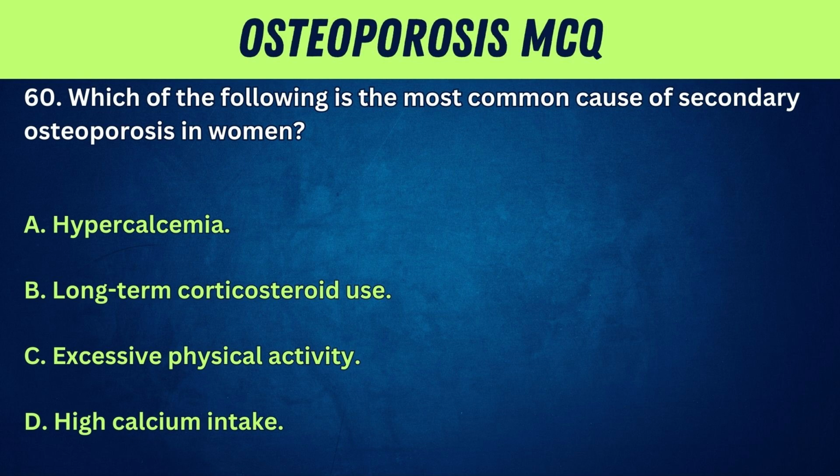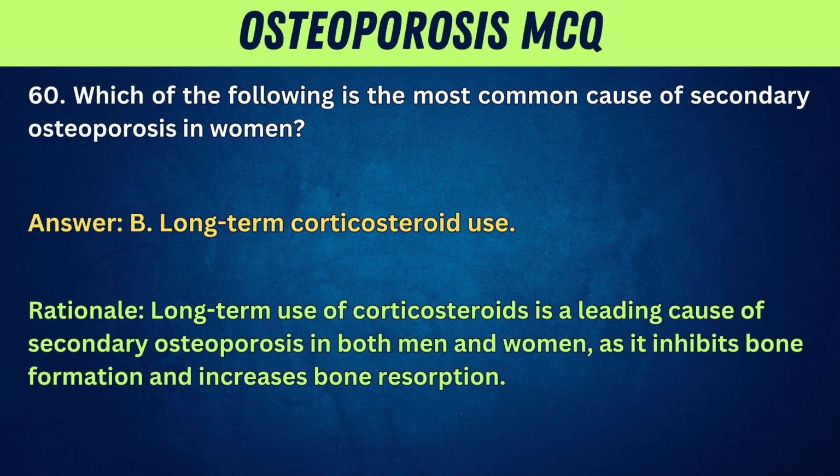60. Which of the following is the most common cause of secondary osteoporosis in women? A. Hypercalcemia. B. Long-term corticosteroid use. C. Excessive physical activity. D. High calcium intake. Answer: B. Long-term corticosteroid use. Rationale: long-term use of corticosteroids is a leading cause of secondary osteoporosis in both men and women, as it inhibits bone formation and increases bone resorption.